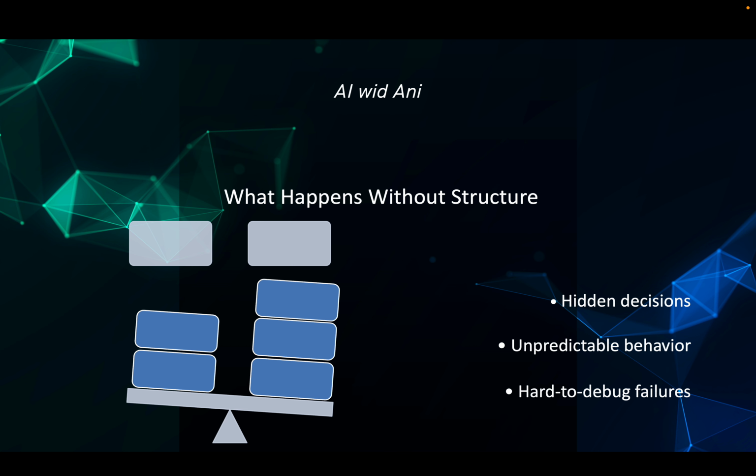When workflows are not modeled, problems show up very quickly. Decisions are hidden, behavior becomes unpredictable, and failures are hard to debug. In QA, this looks like flaky pipelines, unclear ownership, and releases that succeed or fail without anyone fully understanding why.